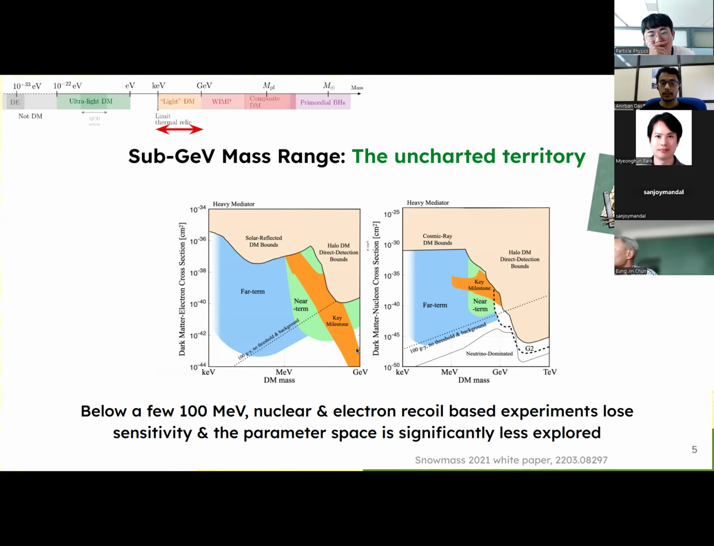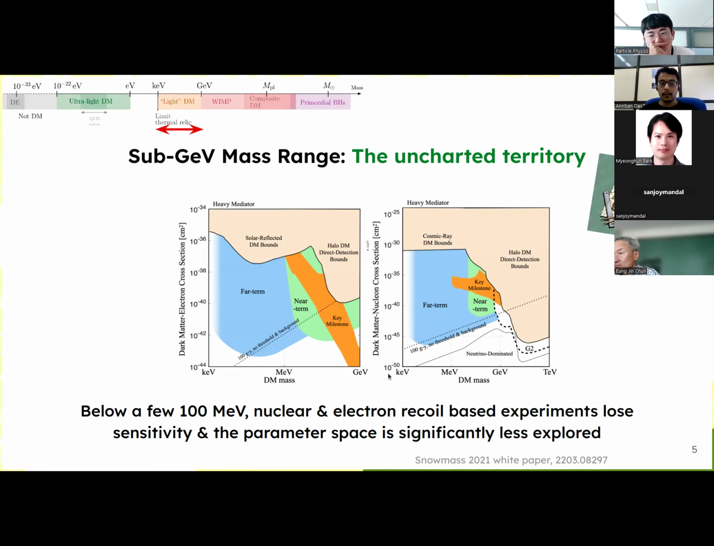So here I'm just showing two plots from the latest Snowmass report. The left one is for dark matter electron scattering cross sections. Because we do not know whether dark matter interacts with any standard model particle at all, we have to put forward some hypothesis whether dark matter interacts with electron or nucleon or maybe both. So when we do experiments, we do different types of investigations, and we get constraints in the dark matter electron scattering cross section or dark matter nucleon scattering cross section. So the left one is dark matter electron, and the right one is dark matter nucleon.